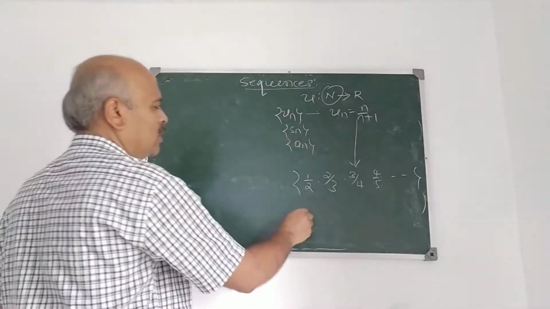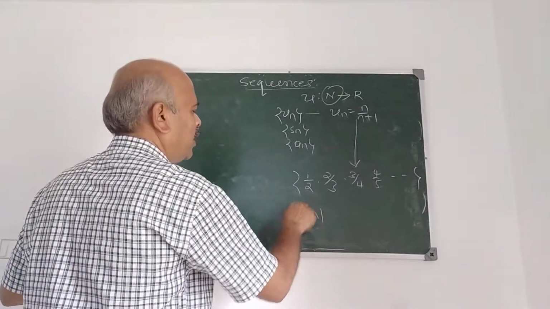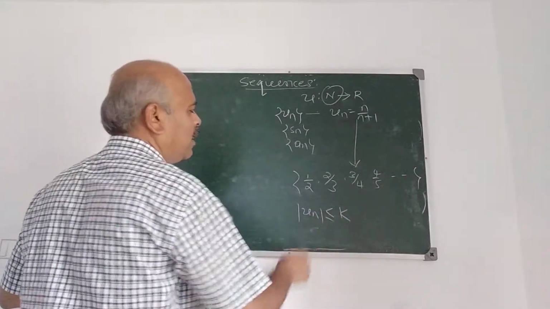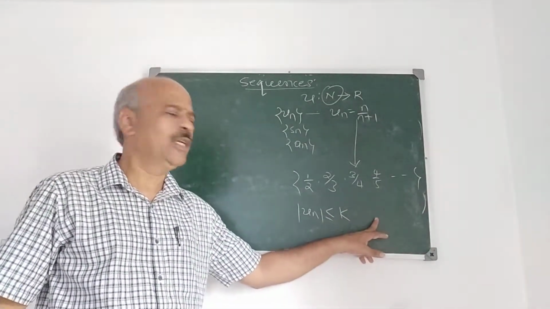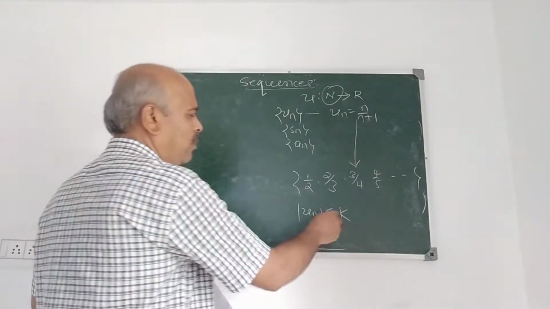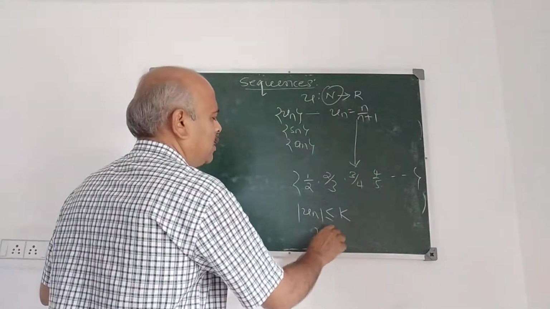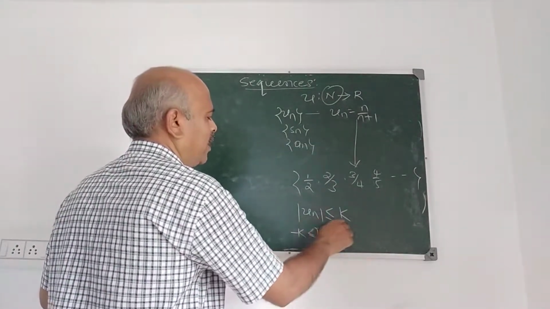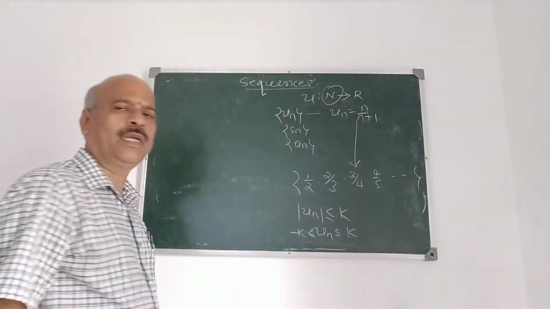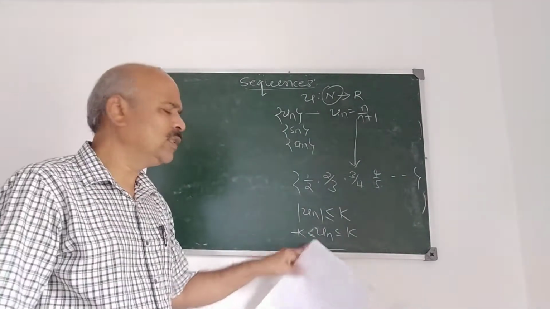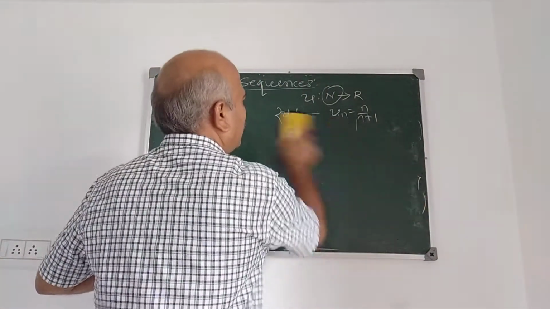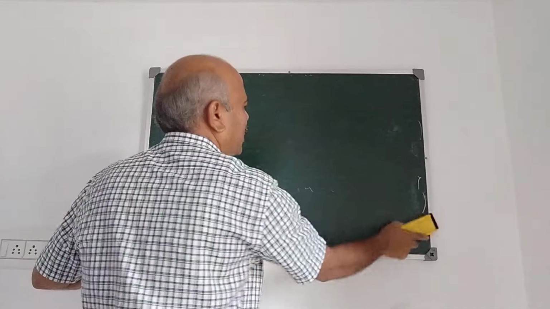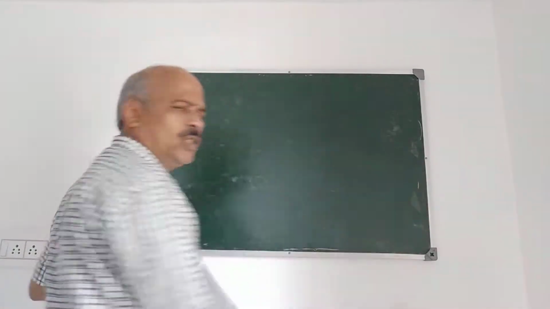Next thing is, when do you say that a sequence is bounded? A sequence is bounded if mod un is less than or equal to k for all n. That means there exists a number k so that un is greater than or equal to minus k and less than or equal to k. Then we say that the sequence un is bounded. I explained only these two things in the last period, and also I explained the definition of convergence of a sequence.